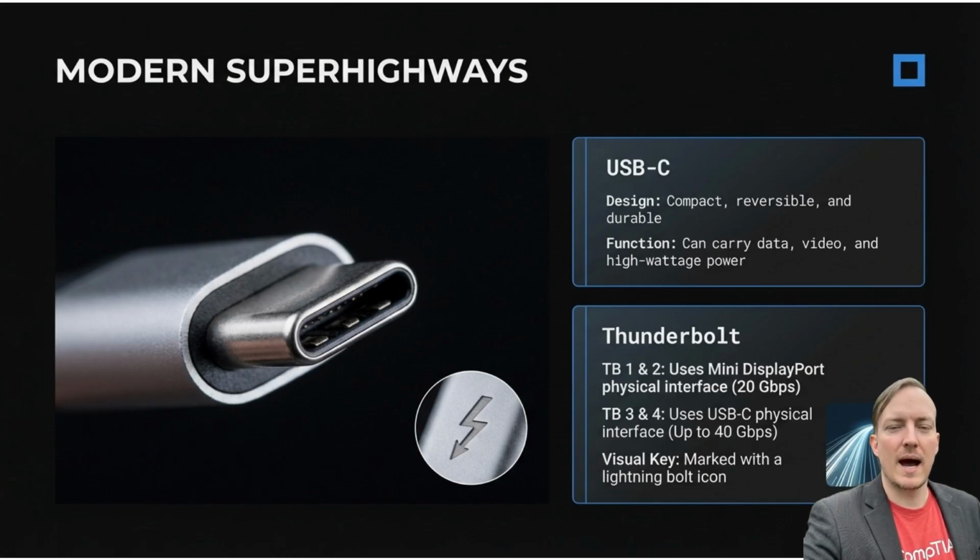USB-C is a compact, highly durable, and completely reversible connector. It is incredibly versatile, carrying data, video, and high wattage power all at once. This versatility is why it was adopted for Thunderbolt. While early Thunderbolt 1 and 2 used the mini DisplayPort interface pushing 20 GBps, Thunderbolt 3 and 4 adopted the USB-C physical interface to blast data at up to 40 GBps. You can identify a true Thunderbolt port by looking for its signature lightning bolt icon.